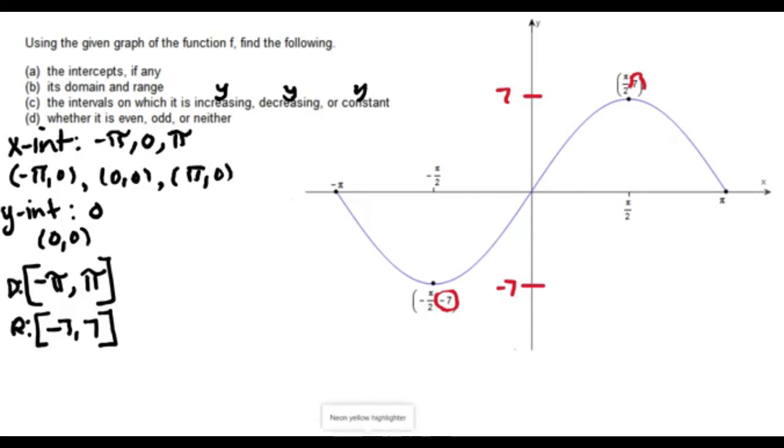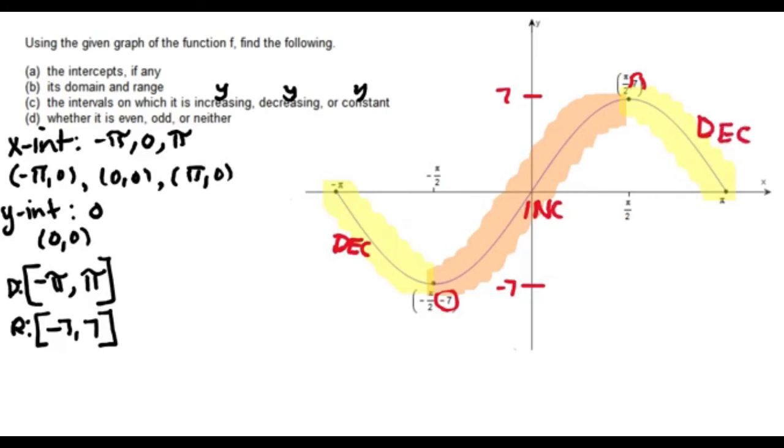So I've found a few intervals of increasing and decreasing for this function. So I'm going to label them. We said that this section right here, the y values are decreasing, and also along this section here they were decreasing. And then we said along this section in the middle that the y values were increasing. So let's label that with decreasing, increasing, and decreasing.